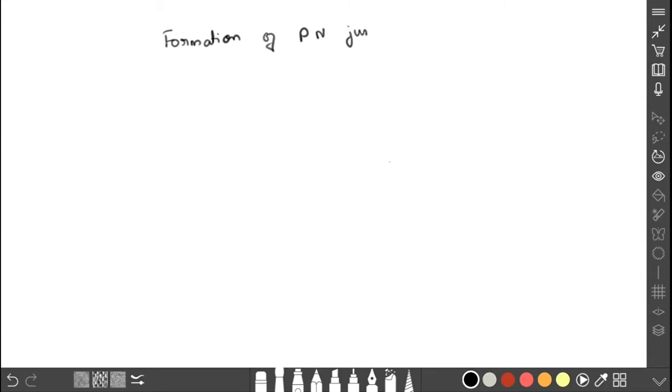Formation of PN junction. So I am going to start from P-type and N-type semiconductor, just to recall the points related to P-type and N-type semiconductors. So here P-type and here N-type semiconductors. Okay, so how are these P-type semiconductors formed?